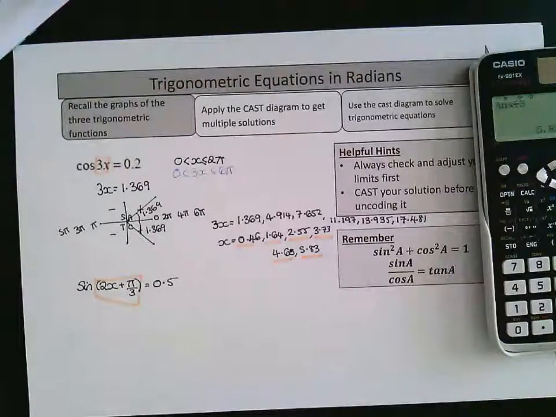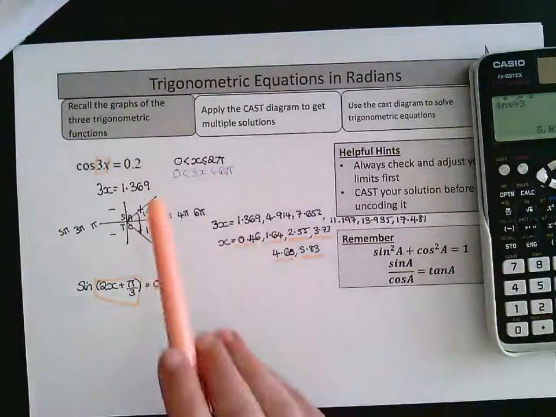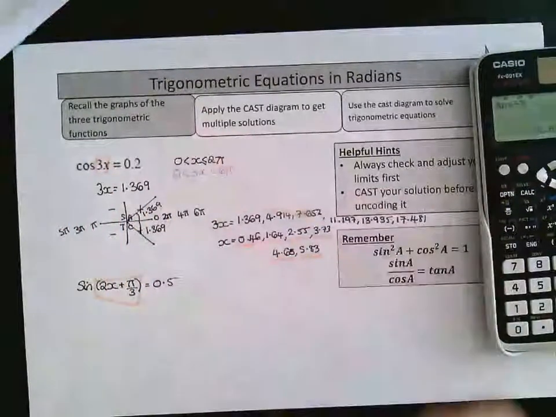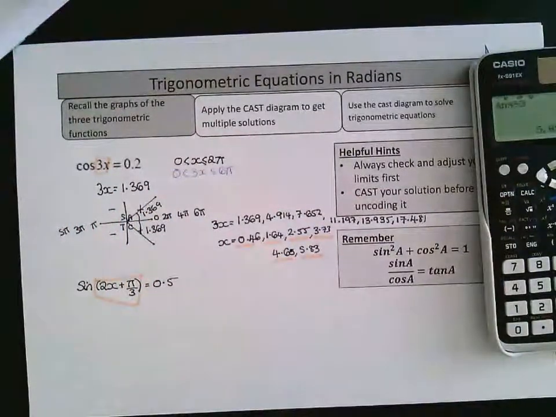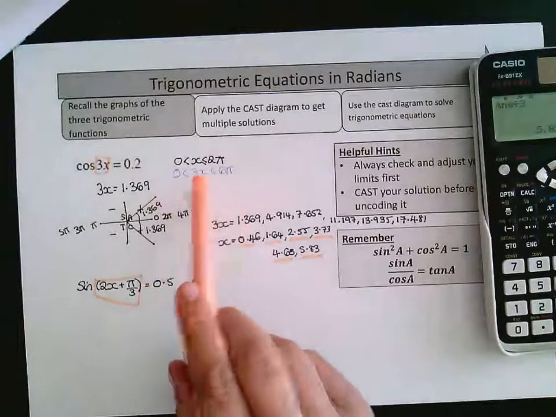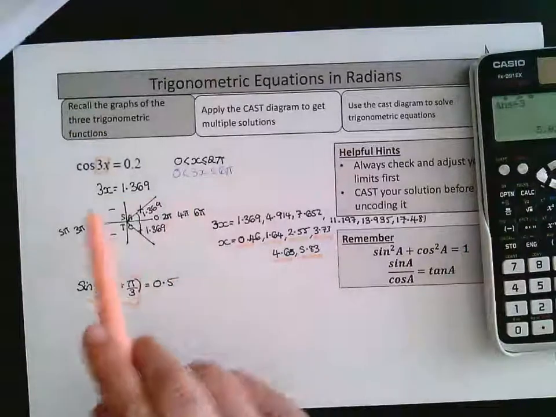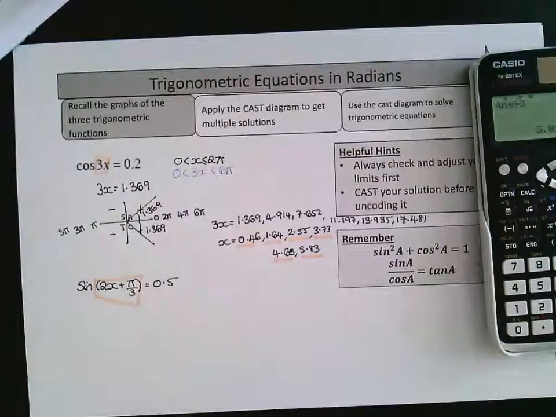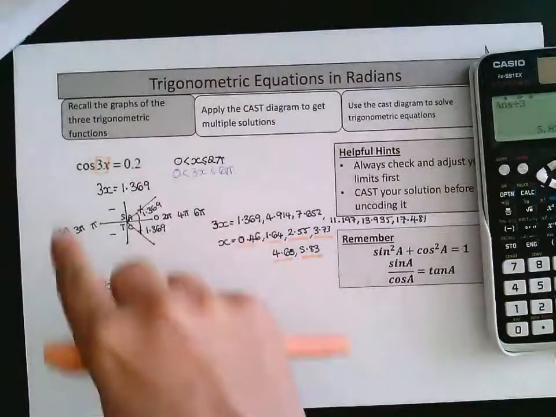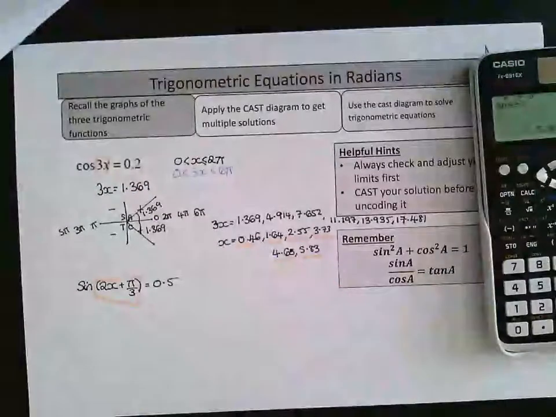Key thing is, whatever is within your trigonometric function, you undo that last. The last thing you do is uncode. The first thing you need to do is adjust your limits. And usually when you spin around once, usually, not always, you get 2 solutions. So as we were spinning around 3 times, we ended up with 6.